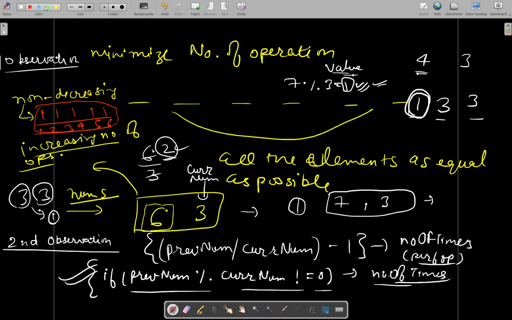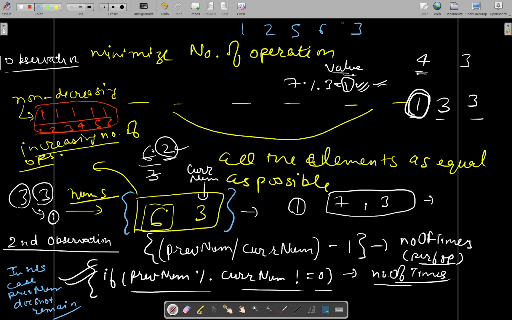Let me quickly change the color. Previous number does not remain same. Why are we changing the previous number? It will not always be the case that this nums array will be of size 2. It can be of any size. It can be 1, 2, 5, 6, 3.